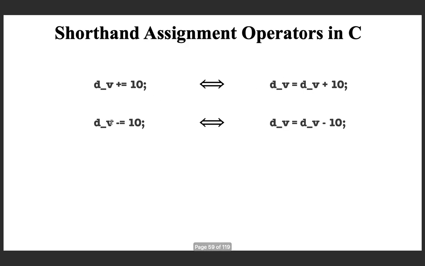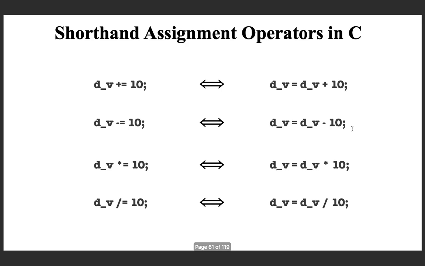Okay. Similarly, you can have dv -= 10, which is the same as dv = dv - 10. You can have star or slash. So, these are called shorthand assignment operators in C. Not difficult to understand what they are. If you want, you can use this form or that form, whichever is good for you. You have to consider the readability of the program, and whichever you like you can use.